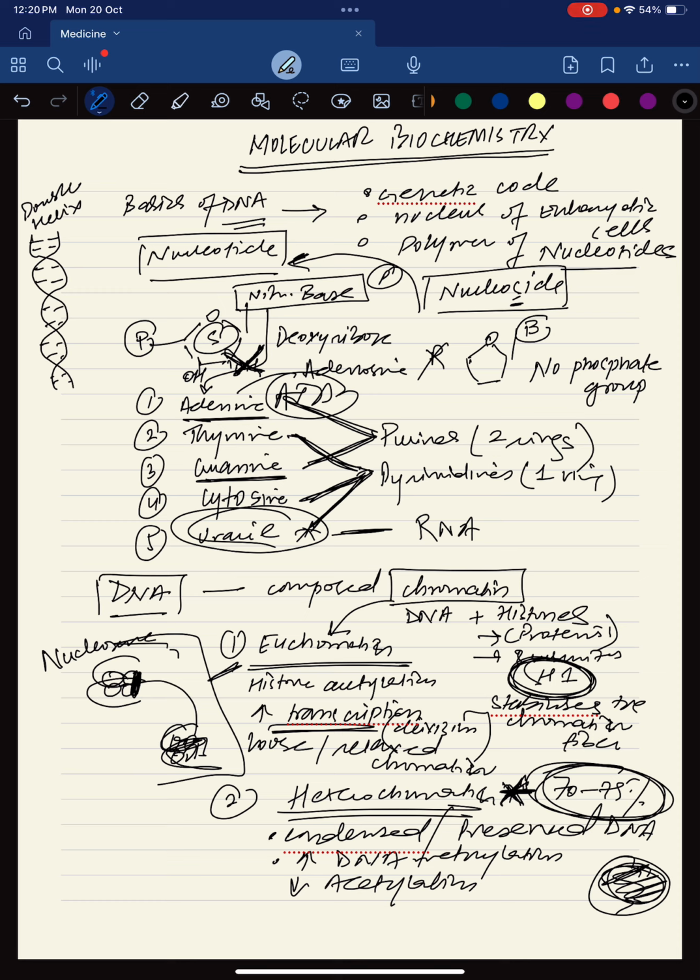In the helical structure, adenine will bind with thymine with 2 bonds, and guanine will bind with cytosine with 3 bonds. This also has importance, right? So guanine with cytosine, and thymine with adenine. Just remember A with T, and C with G.